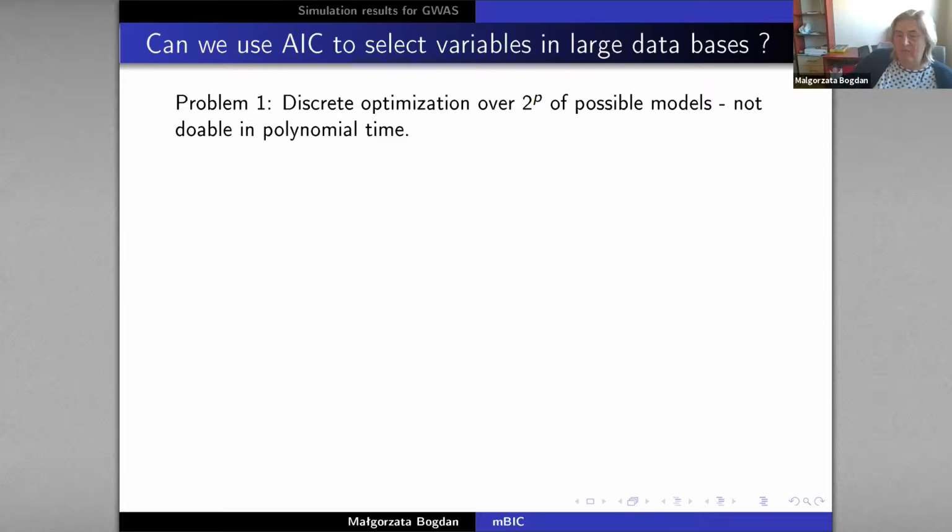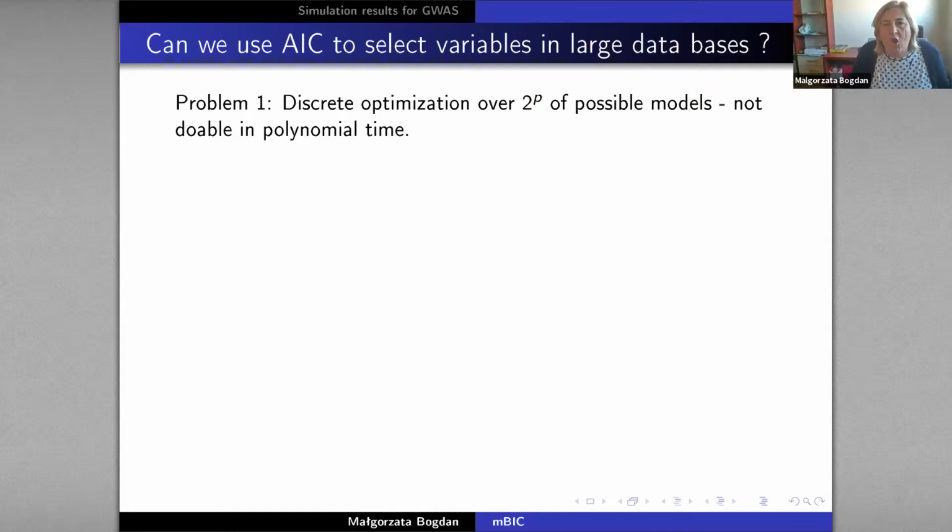So I have a formula for Akaike. I have to calculate the residual sum of squares and then the penalty. And to find the model which minimizes this Akaike criterion, I would have to calculate this criterion for all possible regression models. Now assume that I have p variables in my database.